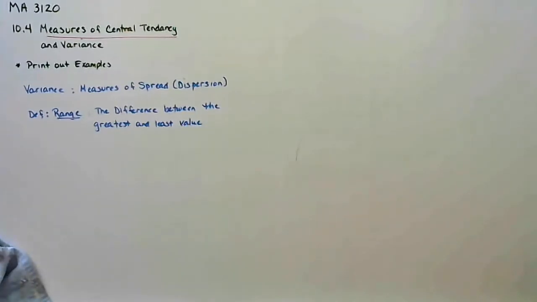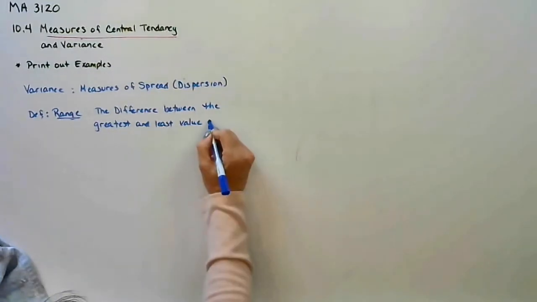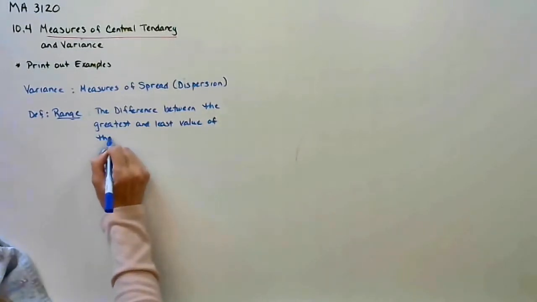Okay, so the range: what's the highest score, what's the lowest score, and figure out how much they differ by, how much is between them. Between the greatest and least value, I should say, of the data set. Never finished the sentence.